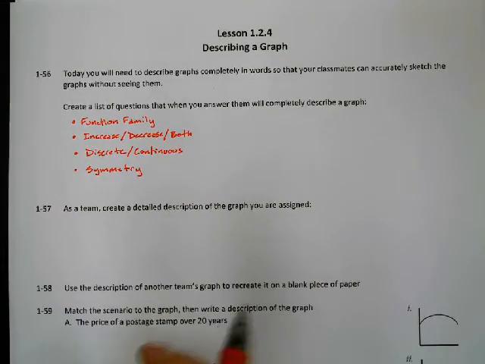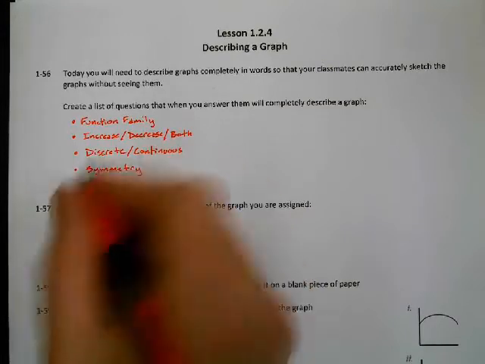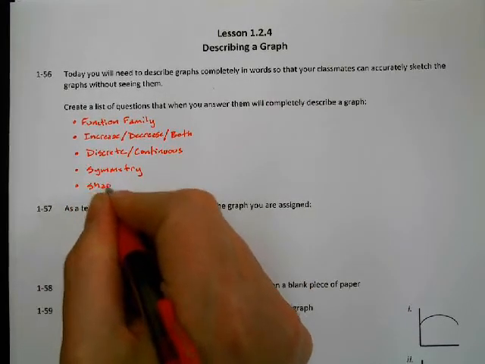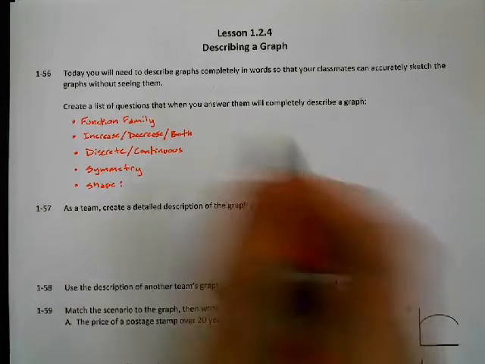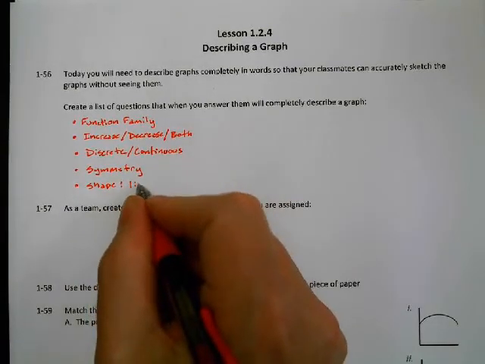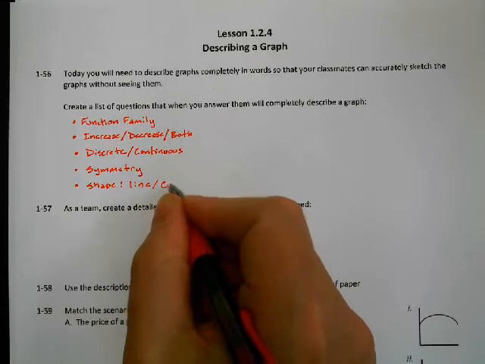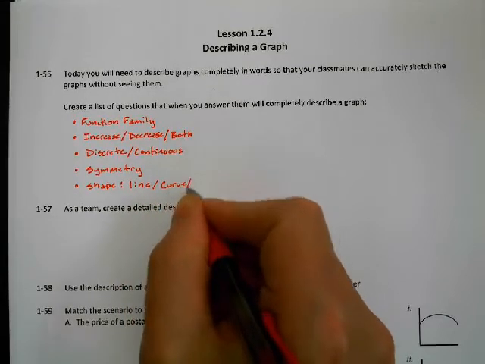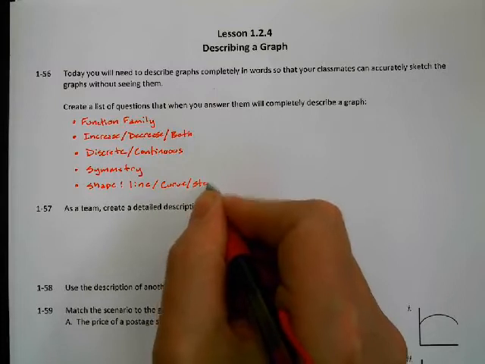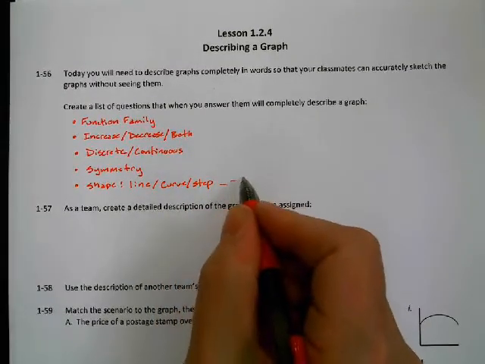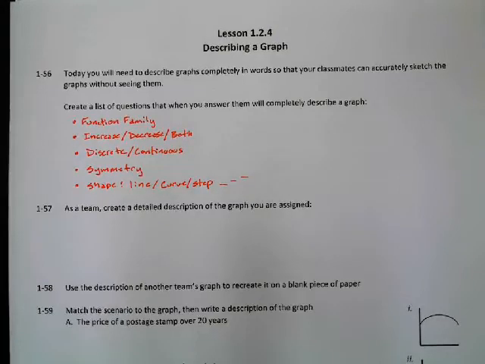We might want to talk about what kind of shape it makes. When we say shape, usually we're looking for whether it's made up of a straight line, if it's a curve, or if it's even a step function. Step functions are the ones that kind of do that. So that would be a step function right there.